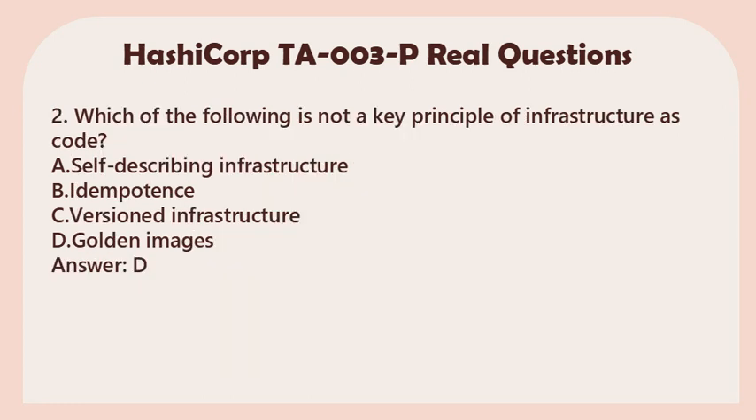2. Which of the following is not a key principle of infrastructure as code? A. Self-describing infrastructure. B. Idempotence. C. Versioned infrastructure. D. Golden images. Answer: D.